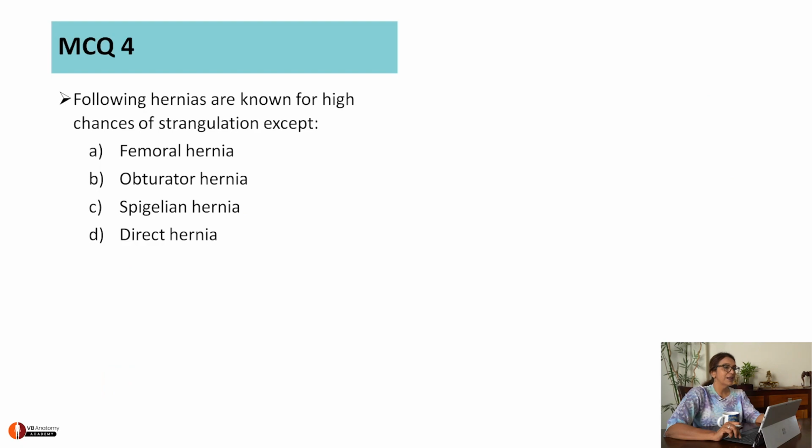Which of the following hernias are known for high chances of strangulation? Logic. When will a hernia get strangulated? When it is passing through a very narrow opening, which happens in case of femoral hernia. Remember, a femoral hernia passes through the femoral canal and emerges out of the saphenous opening. The opening is narrow, so chances of strangulation are there.